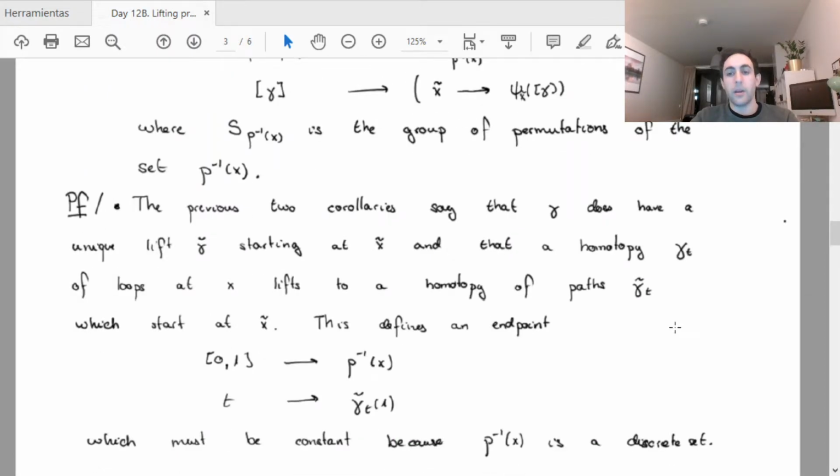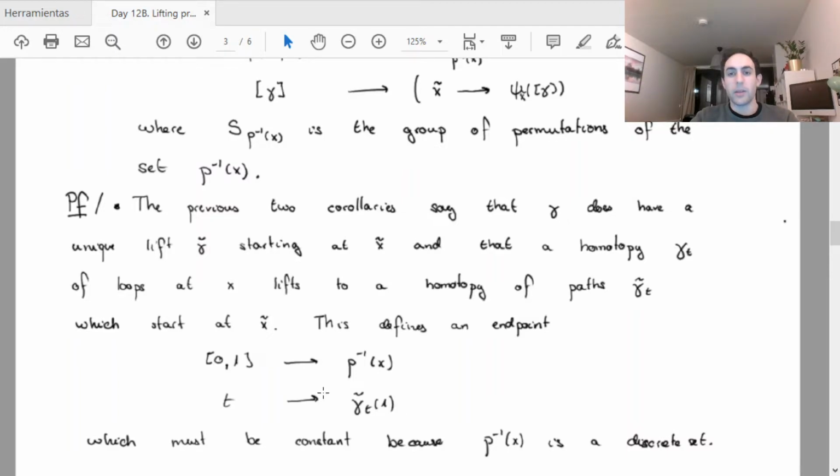Now by the last corollary, there's a homotopy of lifts, gamma tilde t, lifting them. Of course, these are not loops anymore, these are paths. And all of them start at x tilde. And now what I can do is say the following. Look, let's basically send the parameter t in [0, 1] to the endpoint of gamma tilde t in the fiber.